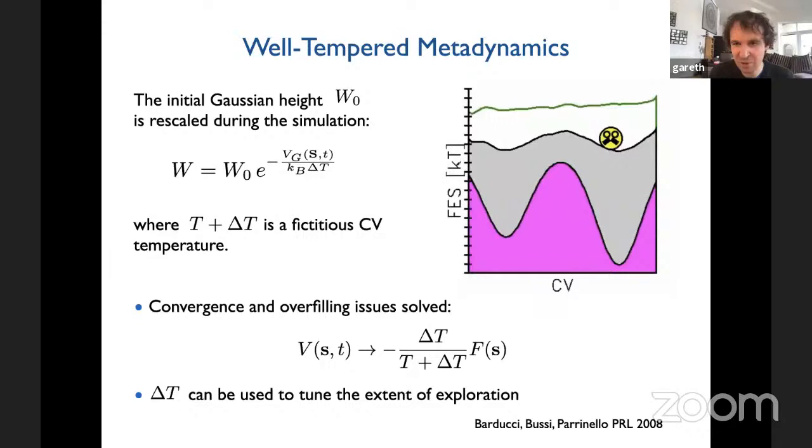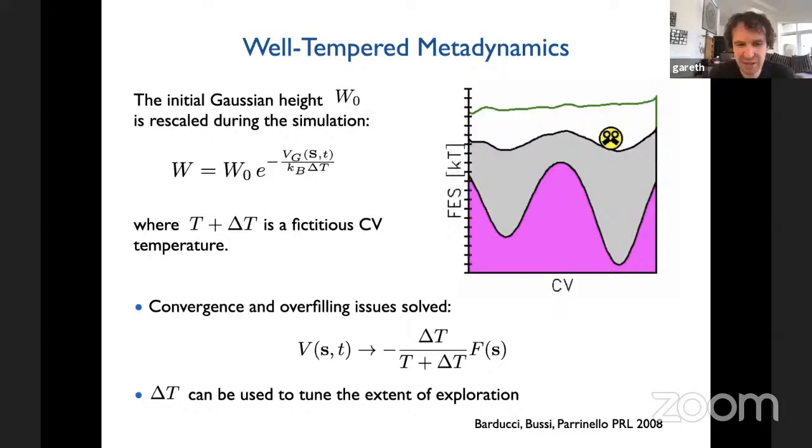And this has a number of consequences. The first consequence is that the final bias does not converge to the negative of the free energy anymore. It converges to a simple function of the parameters and minus the free energy. That's shown on that slide, the equation for V of S. And this may sound like a disadvantage. It isn't.